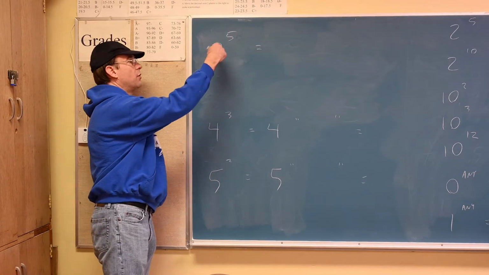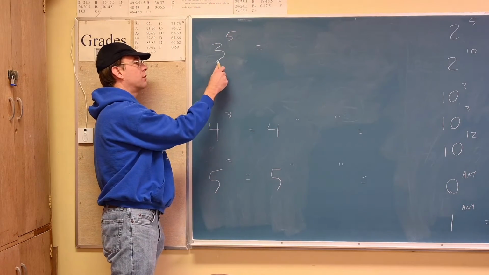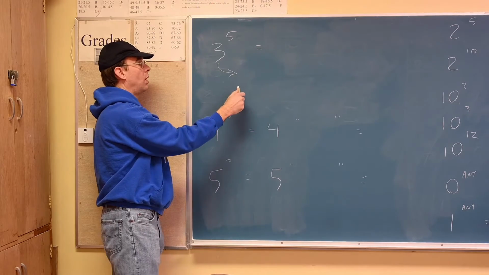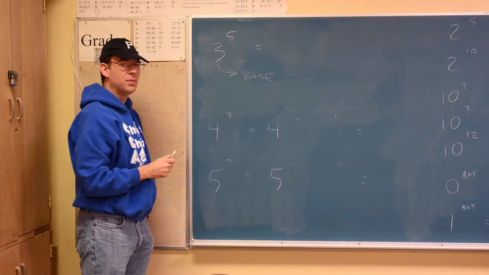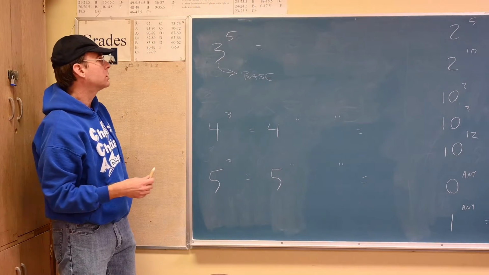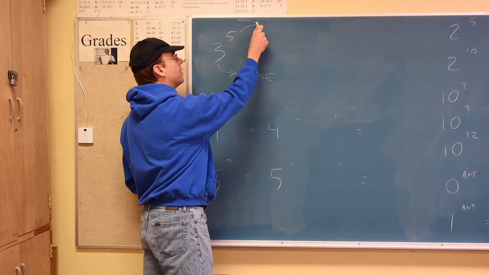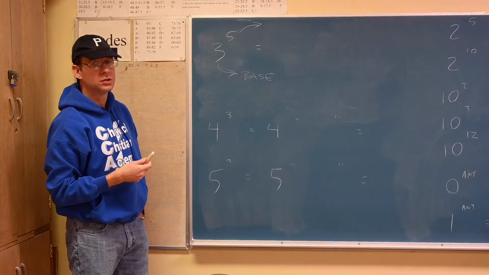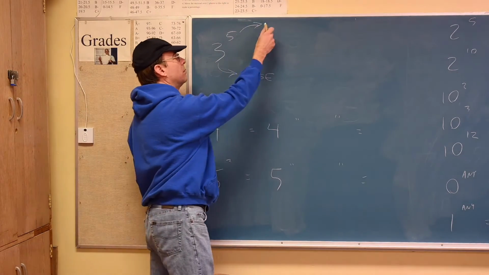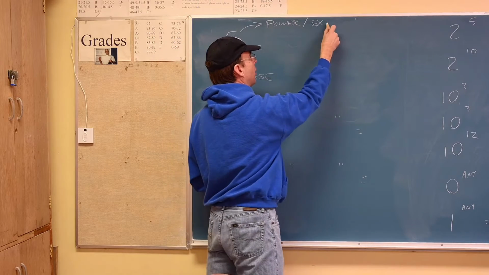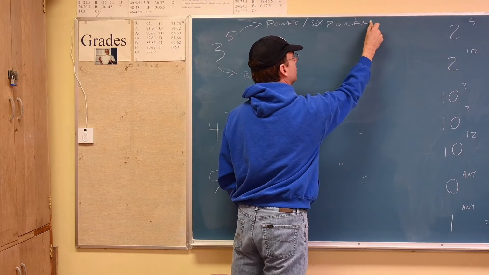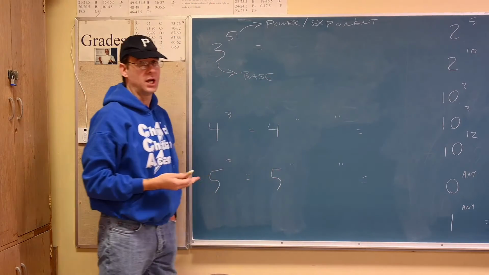So these numbers both have names. The most forgotten name is usually this one. This is called a base. That's not a name people usually remember as much. People tend more to remember this name, sometimes because it has two synonym options. This can be called a power, or this can be called an exponent. And those are used interchangeably.